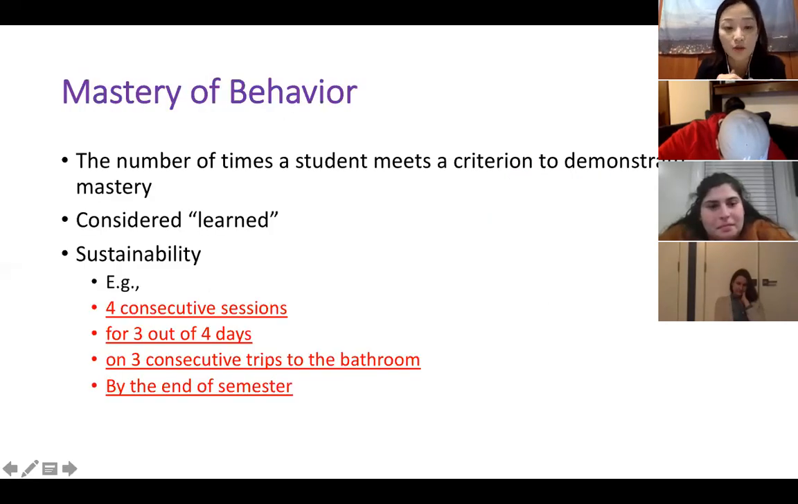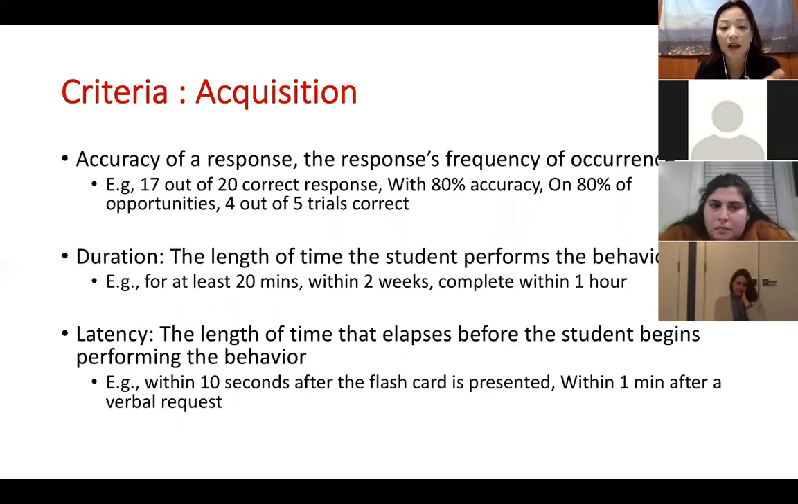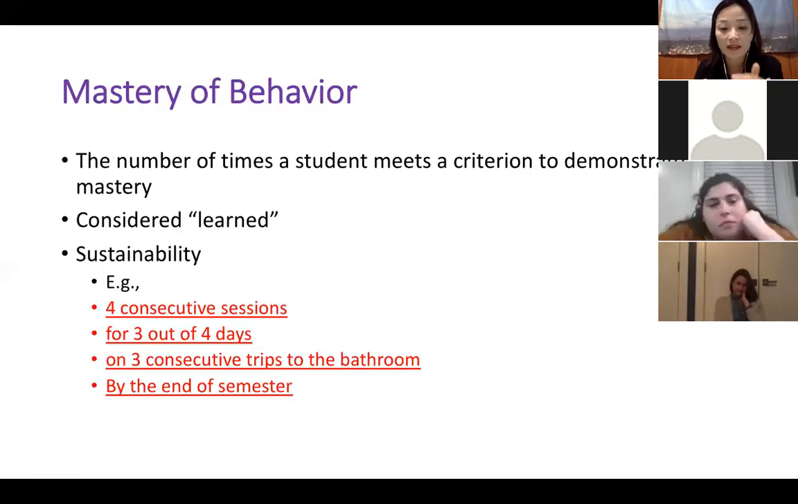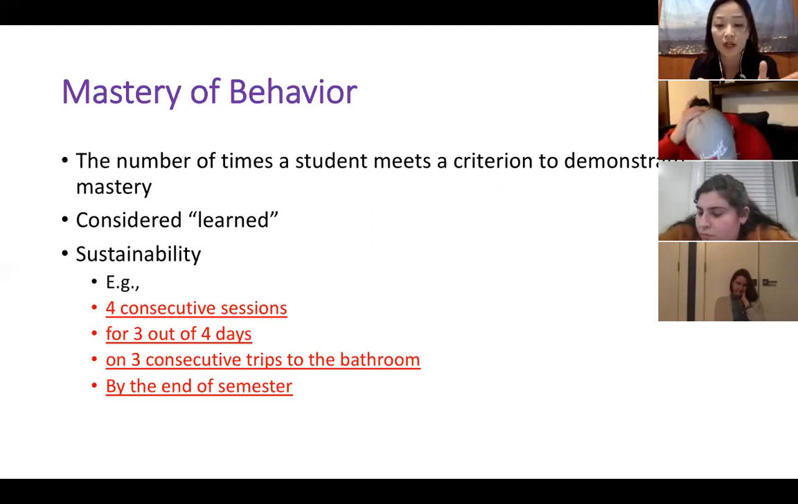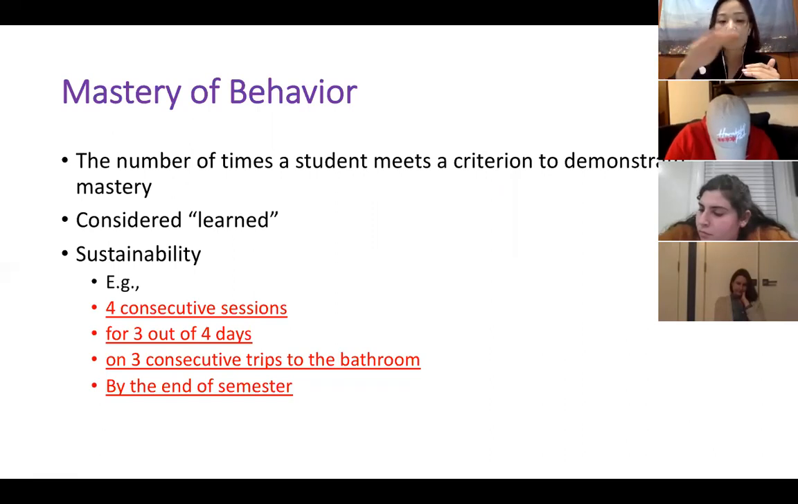The last one is mastery of behavior. Let's say you set your criteria as 90% accuracy. Then you want to see that behavior maintained at that 90% accuracy. You don't want to see the student's behavior go back down to zero after the child achieves that level one day. To consider that behavior learned, you want to see it maintained at a high level for a while. Then we say the behavior is learned. So that's maintenance, mastery of behavior.